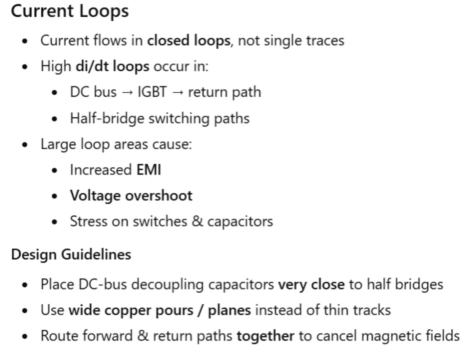Design guidelines. Place DC bus decoupling capacitors very close to each half-bridge. Use wide copper pours or planes instead of thin tracks. Route forward and return paths close together to cancel magnetic fields.